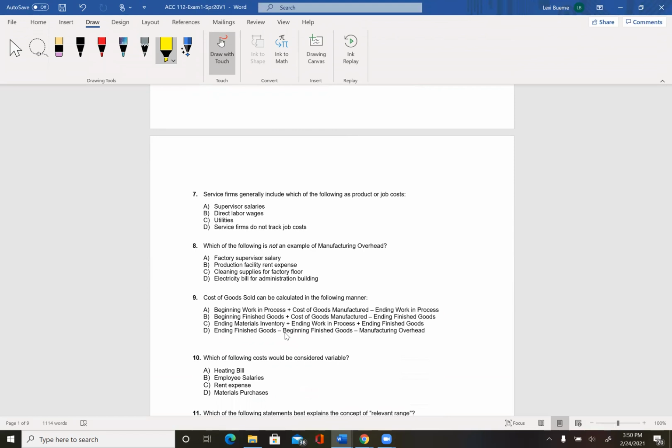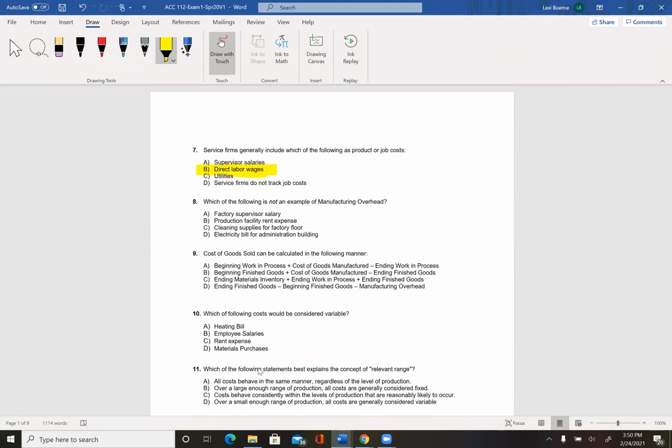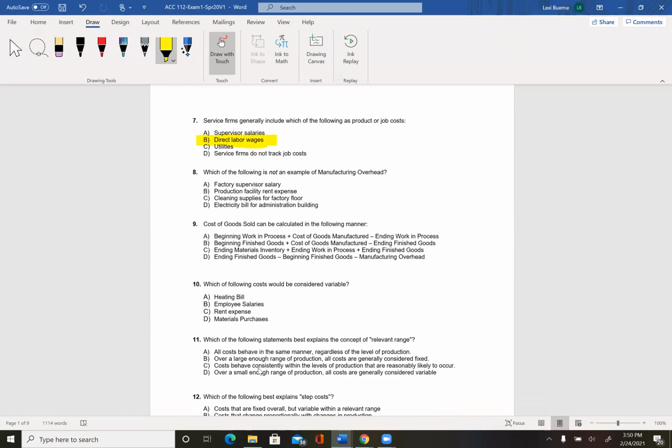For 7, service firms generally include which of the following as product or job costs? That's going to be direct labor wages. So since it's a service firm, for a product cost, that's direct labor. And that's going to be their actual wages because they're performing the service.